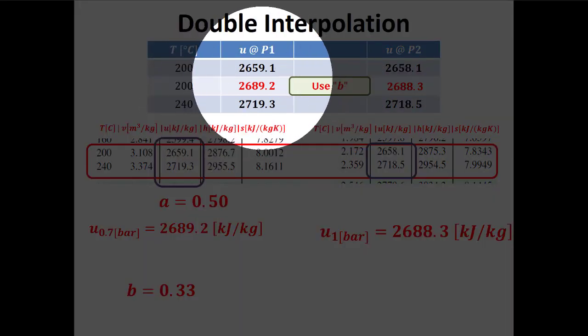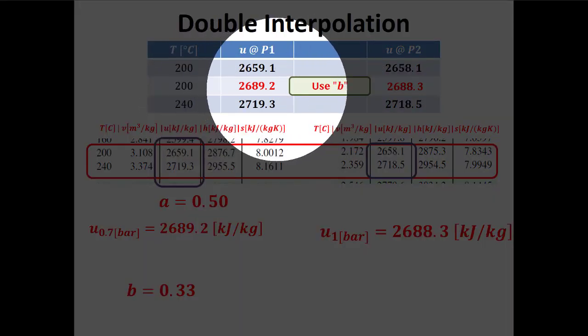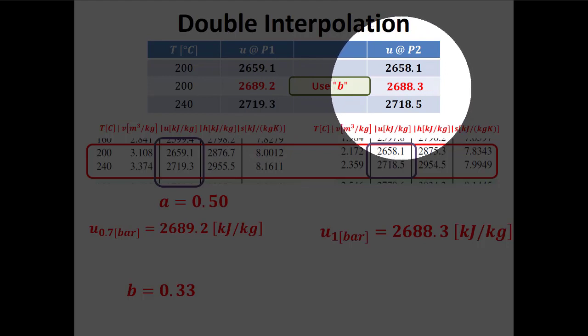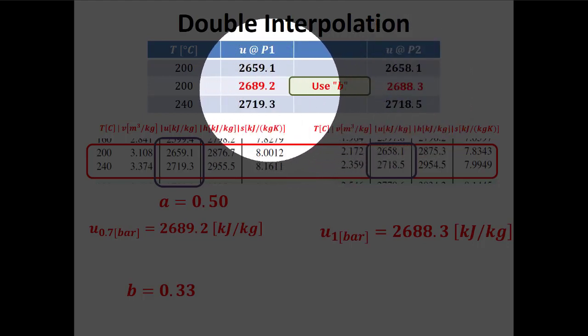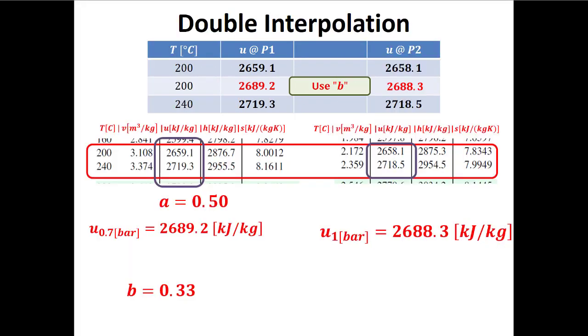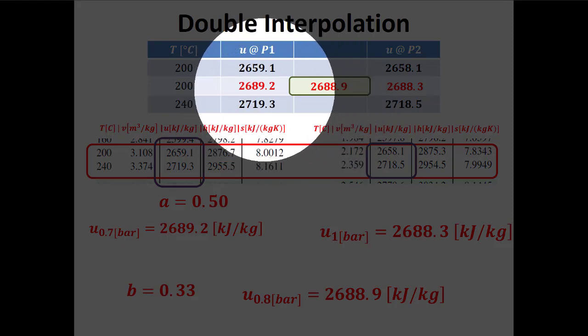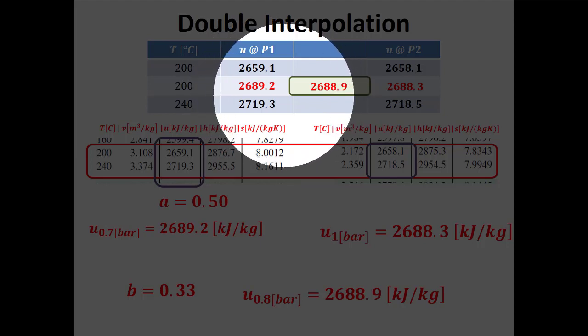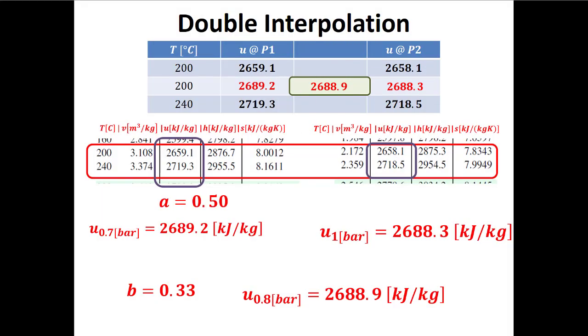Notice here that U is actually moving down from 2689.2 to 2688.3. So when I say U min, when we're defining B, it's really U at the minimum temperature. So it's U of T min, right? So here, 1/3 of the way between these two is 2688.9. So if I look at these, I'm closer to this value because the pressure that I want is 0.8 bar, right? Which is closer to 0.7 bar. So this makes sense that I'm closer to that number than to this number over here.